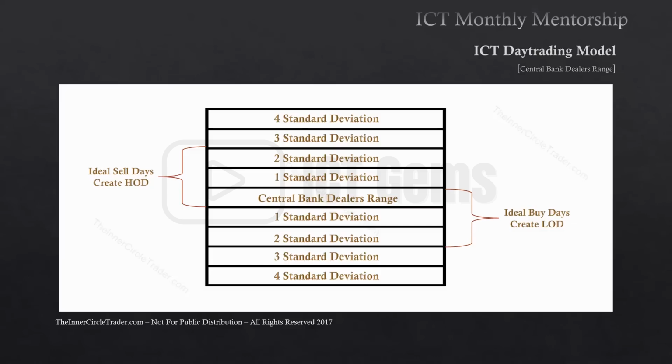Ideal buy days will create the low of the day no less than 2 standard deviations below the central bank dealer's range. And ideally, many times you'll see it just go 1 standard deviation below the central bank dealer's range, creating the low of the day.